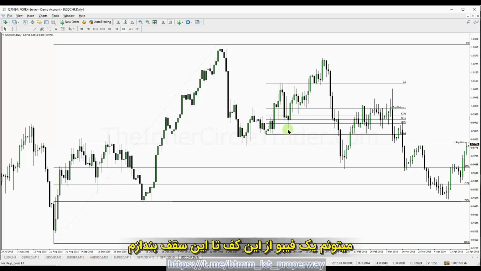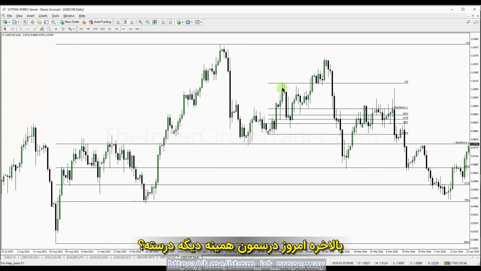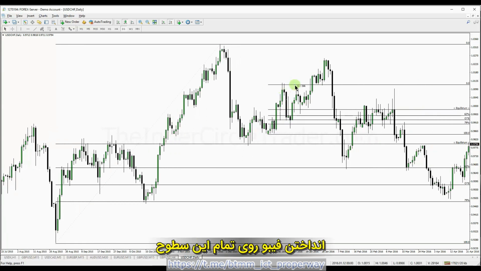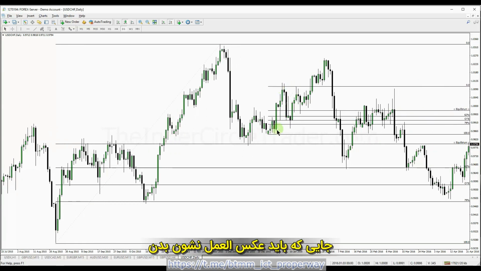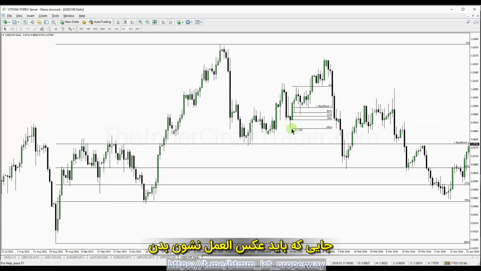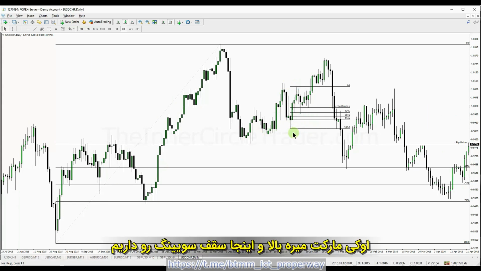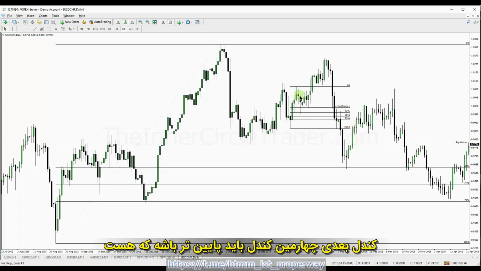I could draw a fib on this low to this high. Matter of fact, let me just do it. After all, that's the context of what we're teaching here today, right? Pulling the fib on all these levels where there should be reaction. Market rallies up. Here's the swing high. The next candle, the fourth candle, has got to be lower. It does. It trades through equilibrium right into optimal trade entry.